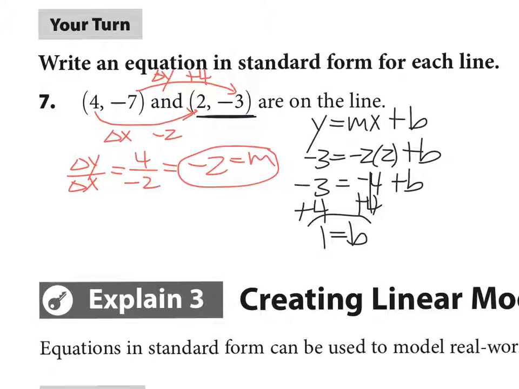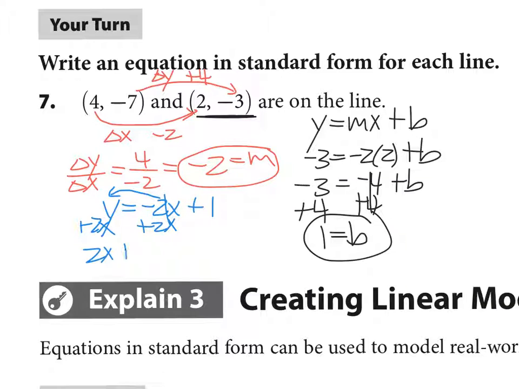Now I'm going to take both of these, put them in slope-intercept form. So y equals mx plus b. I'm going to move my x term over. To do that, I add. Let's cancel. So now I have 2x plus y equals 1, and that's in standard form because my x is positive and I have no fractions or decimals.